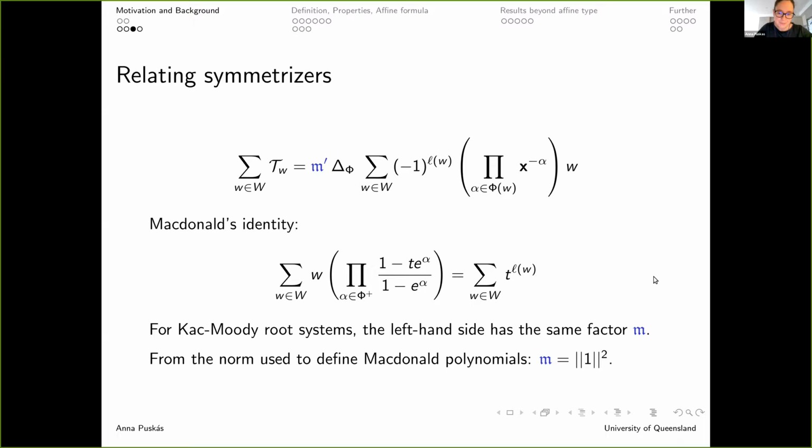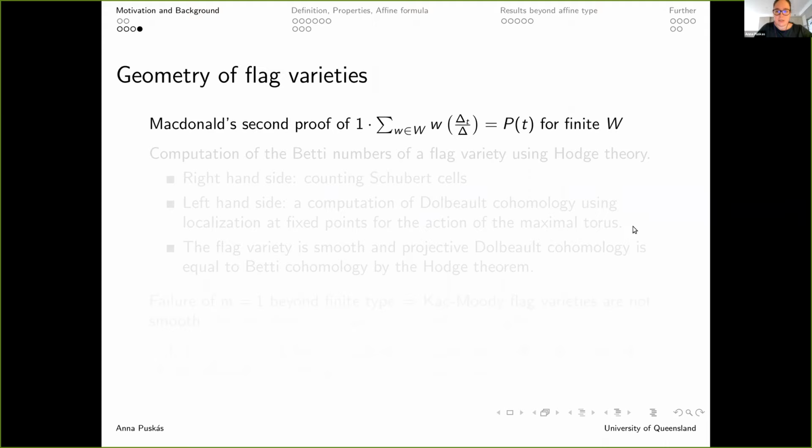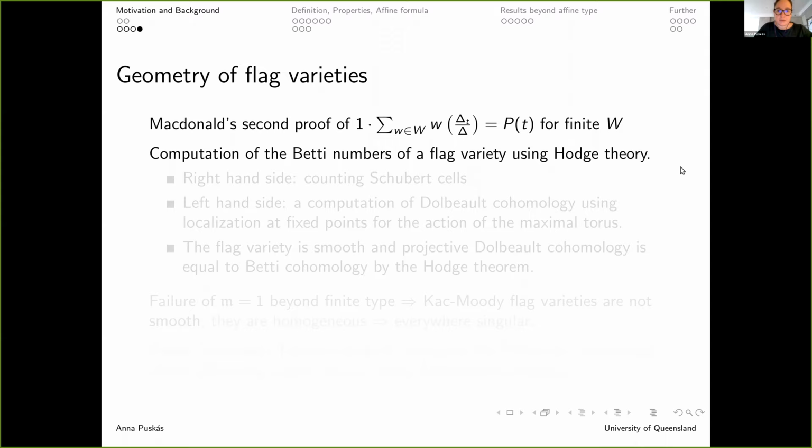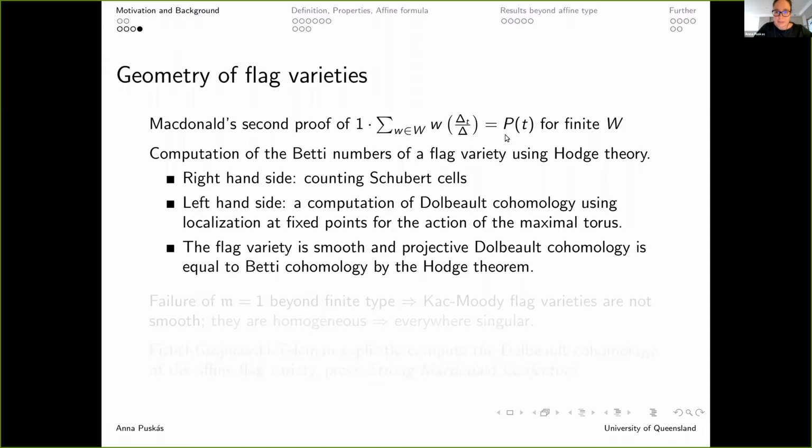Okay, so I wanted to mention one more topic in which something like M emerges, which is that Macdonald's second proof of this identity for finite Weyl groups went via computation of the Betti numbers of a flag variety. So on the one side, the right hand side, the Poincaré polynomial, one can express that in terms of counting Schubert cells. And the left-hand side is a computation of Dolbeault cohomology. And because the flag variety is smooth and projective, the Dolbeault cohomology is equal to Betti cohomology by the Hodge theorem. And therefore the two sides are equal.